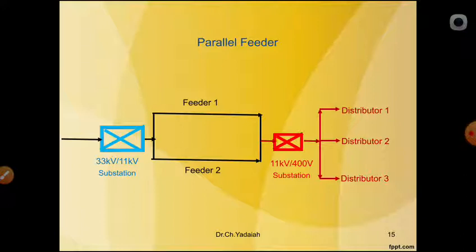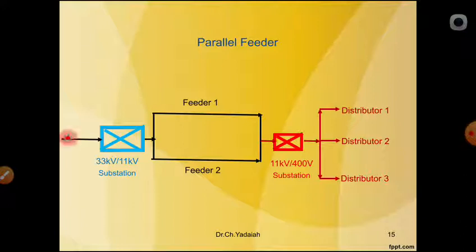If feeder 1 fails due to some problem, then the power is supplied to the 11 kV by 400 V substation through feeder 2. That means uninterrupted power supply is given to distributor 1, distributor 2, distributor 3. Here is a very reliable system.